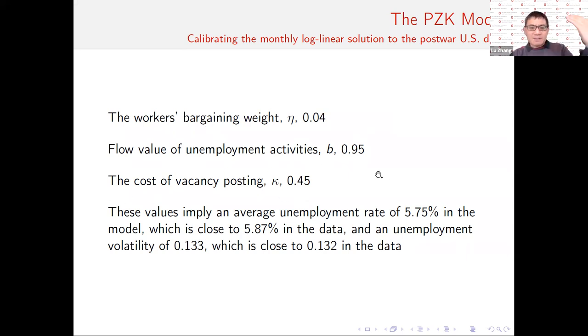The vacancy posting cost is constant, and all these parameter values in the log-linear solution imply an average unemployment rate and unemployment volatility. Then what we're going to do is, look, this is a log-linear solution. Parameter values are calibrated using a linear solution, and then we put the projection code on top of it and see how different the projection results are from the log-linear results in terms of key macro as well as labor market moments.